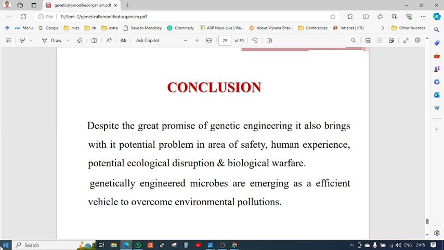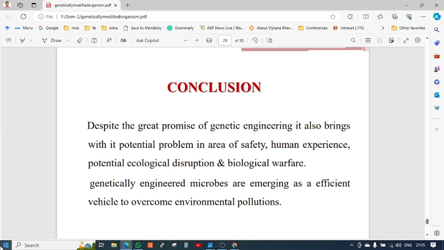Despite all these great promises of genetic engineering, it also brings potential problems in the area of safety, human experience, potential ecological dispersion, and biological warfare. Obviously, these GMOs can be forced to be used in a different and wrong way. That's called biological warfare.